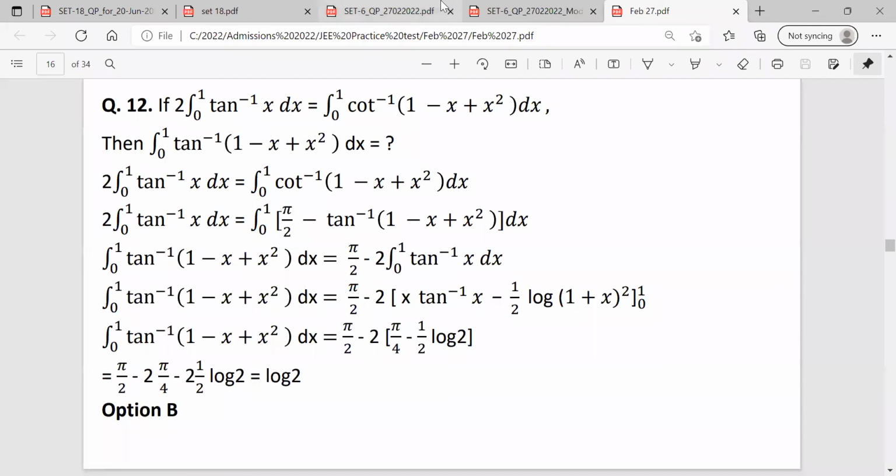I hope you have an idea about how we have solved this question. If you have any doubts, you can ask them at the end of the session. So now I think I'll move on to the next question.